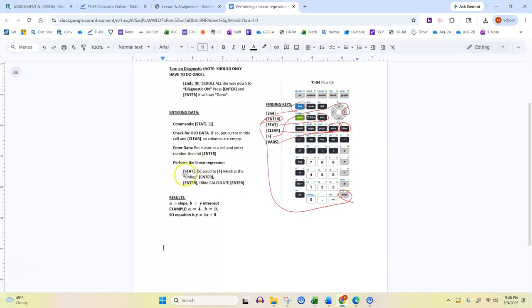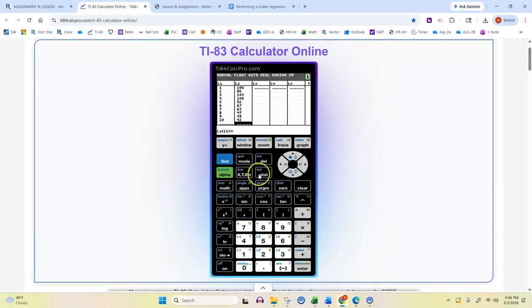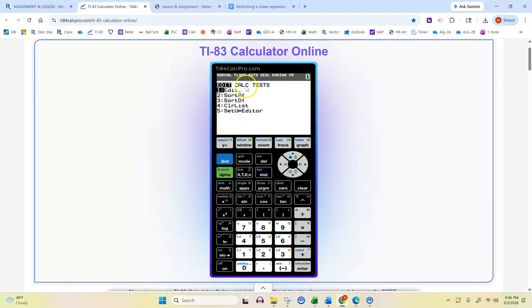So here are the things we go through. We hit stat, the right arrow, 4, enter, to choose linear regression, then hit enter. Hit enter again, highlight calculate, and then hit enter again. So I'm going to go through these steps. We go to stat. Now we need to highlight this calc, so we use the arrow key, highlight it, and we're looking for linear regression from the menu, which is number 4. So hit 4, and then we need to scroll down to calculate with the arrow keys, enter, and what do we get?